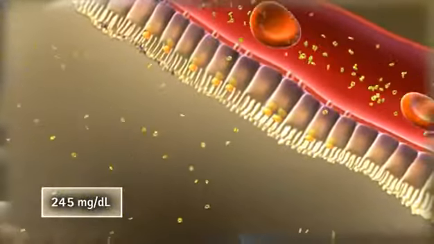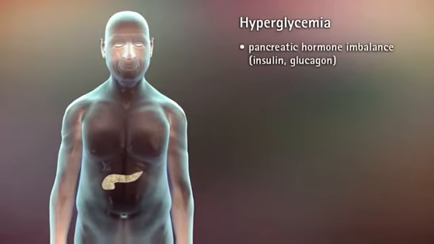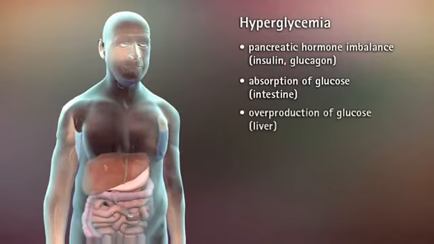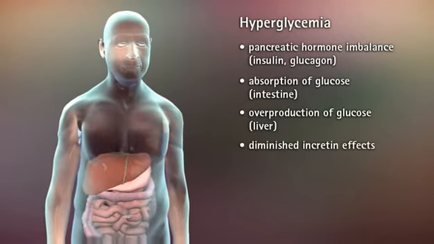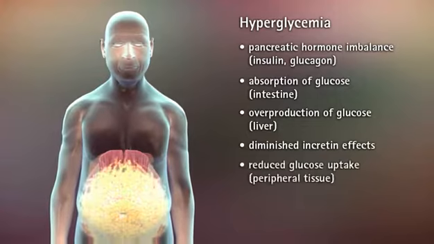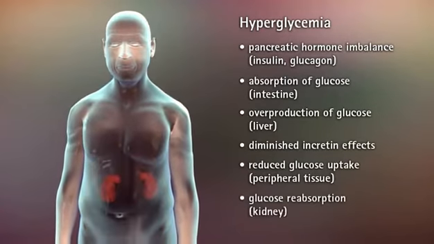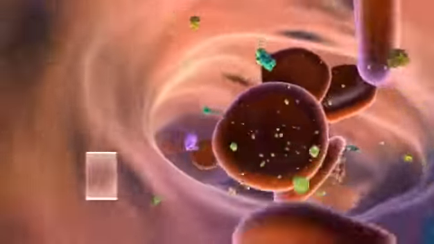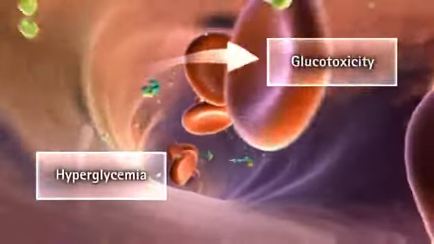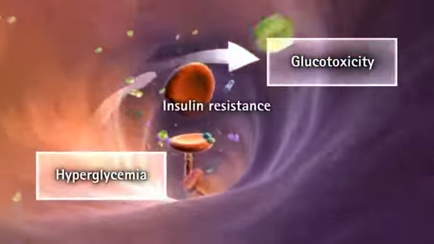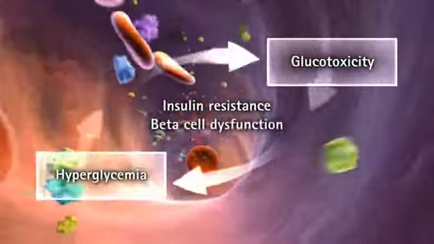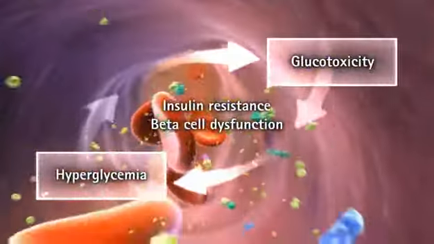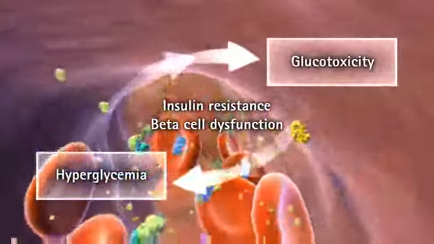In type 2 diabetes, hyperglycemia is the net result of pancreatic hormone imbalance, absorption of dietary glucose from the intestine, overproduction of glucose by the liver, diminished incretin effects, reduced uptake of glucose by peripheral tissues, and reabsorption of glucose by the kidney. Over time, these factors contribute to the sustained hyperglycemia that leads to glucotoxicity, which worsens insulin resistance and contributes to beta cell dysfunction. In this way, hyperglycemia appears to perpetuate a vicious cycle of deleterious effects that exacerbate type 2 diabetes.